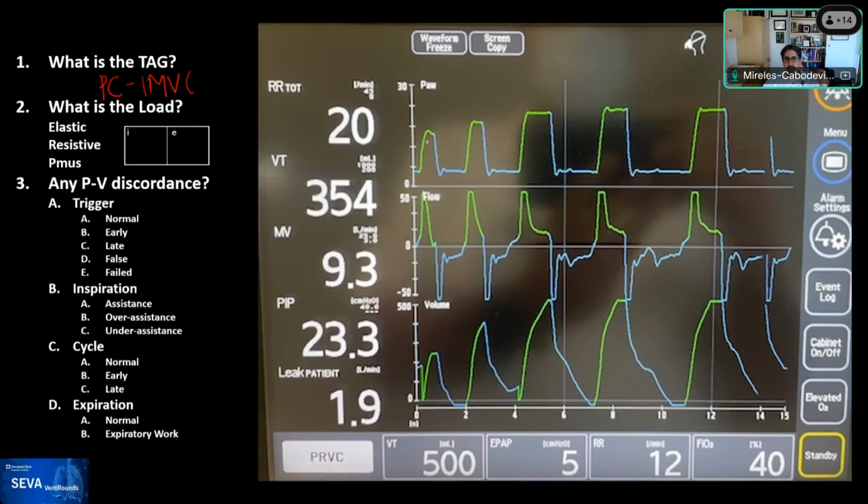So what you are seeing here is, there's a couple of clues. We know that this is pressure controlled, and we are going to look at what is triggering in this case. We can see for some of the breaths, the flow crosses, and then it triggers the breath as it crosses the baseline. And each one of the breaths has a different size.